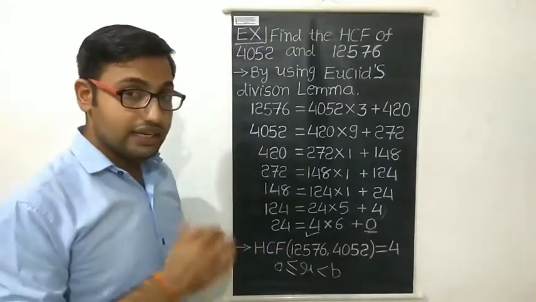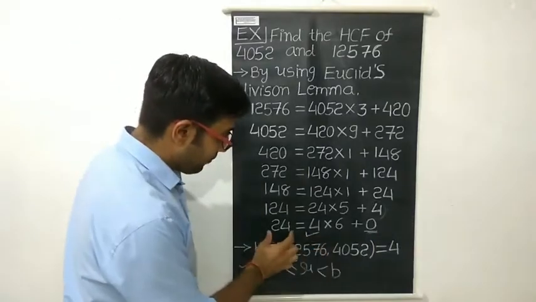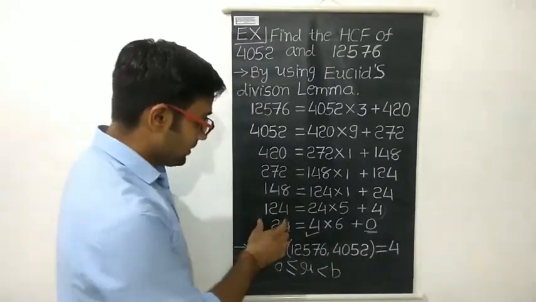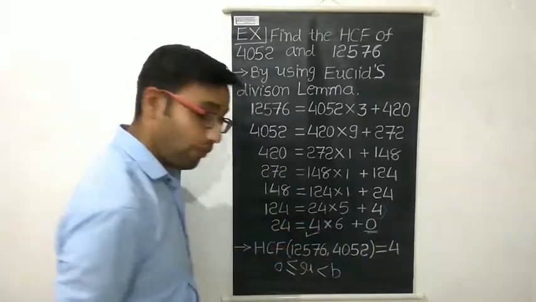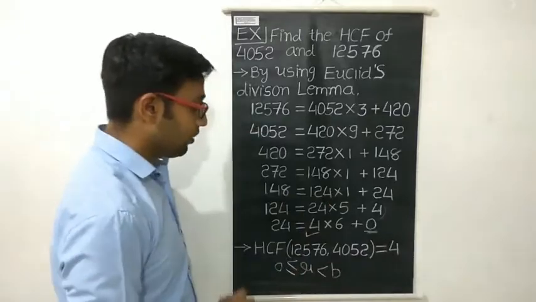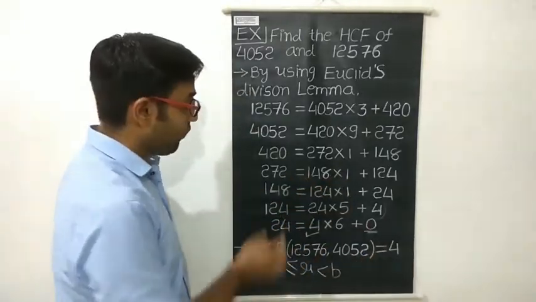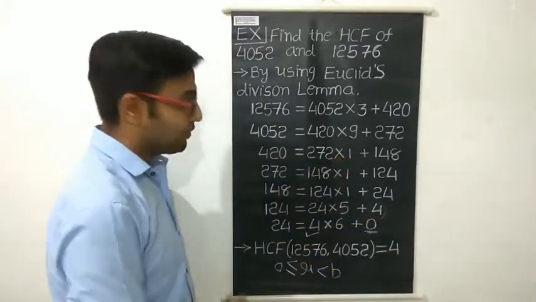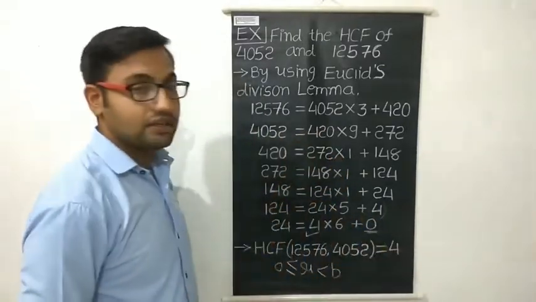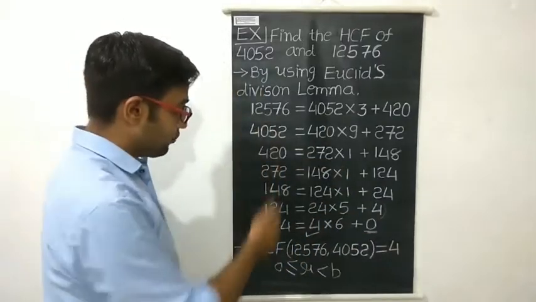Okay? And why is the HCF we get here, 4, possible for these two numbers? It is because the HCF of 24 and 4 is 4, the HCF of 124 and 24 is also 4, and the HCF of 148 and 24 is also 4. In the same way, for each of the other pairs of numbers also the HCF is 4. That is why this process works.